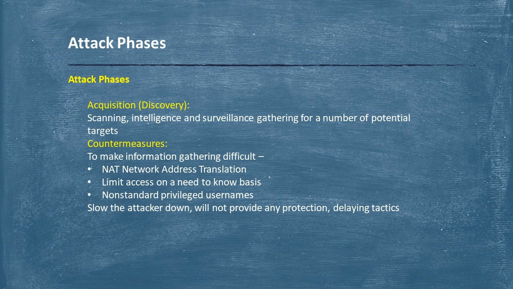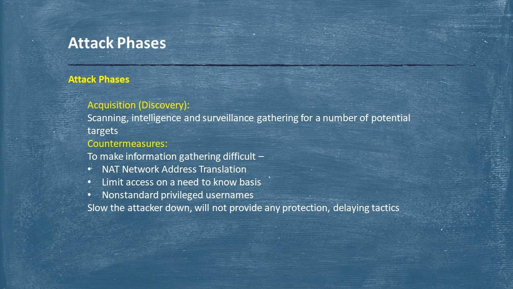The first phase of an attacker is acquisition, that is discovery. He will study and try to find some useful information, like scanning, intelligence and surveillance gathering for a number of potential targets. He chooses the target and gathers information about this target. That is discovery, the first phase.